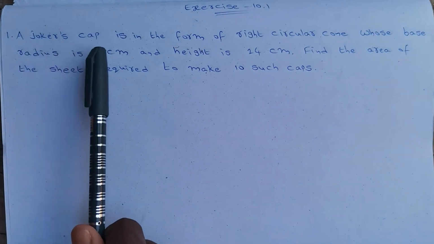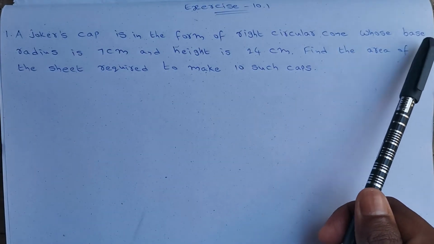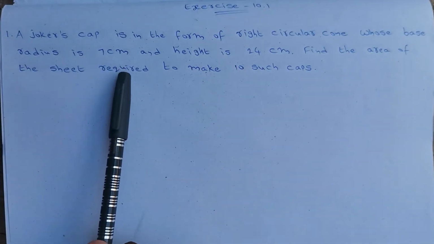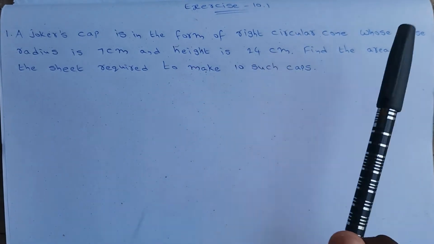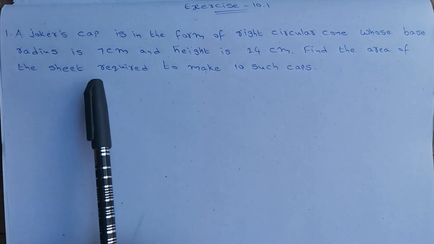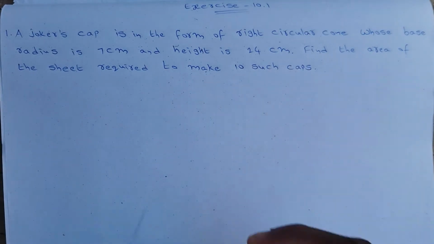A joker's cap is in the form of a right circular cone whose base radius is 7 centimeters and height is 24 centimeters. Then find the area of the sheet required to make 10 such caps.